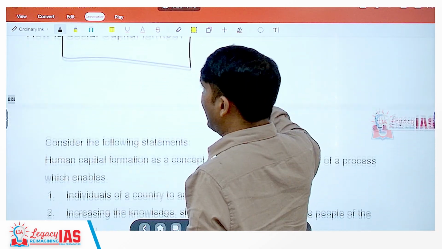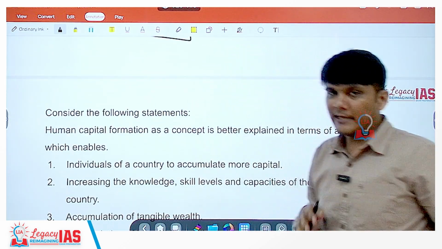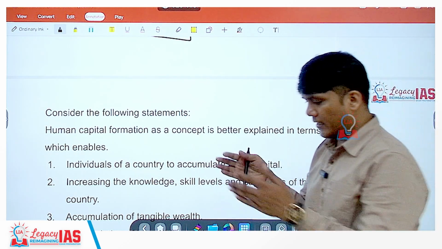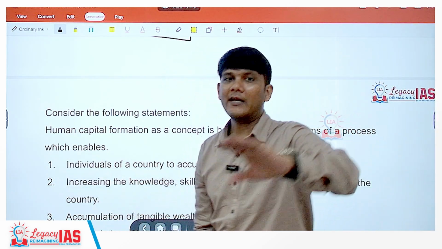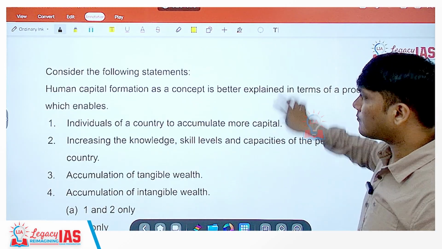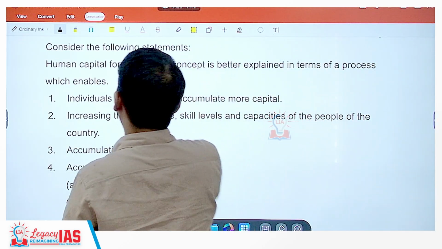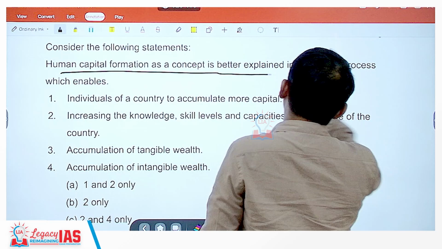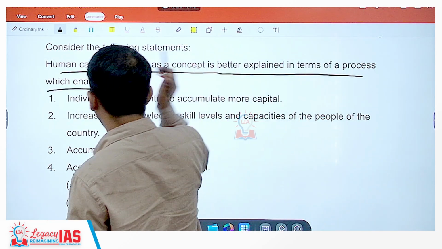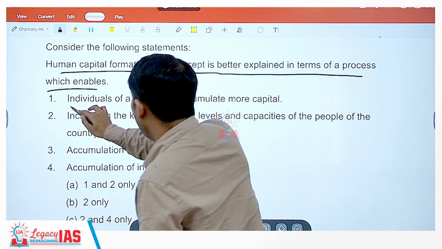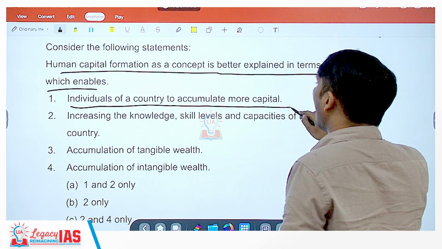So both are intangible concepts. But I hope that's clear. Human capital at the individual level, social capital at the societal level. Having said that, let's look at this question. Human capital formation as a concept is better explained in terms of a process which enables individuals of a country to accumulate more capital.